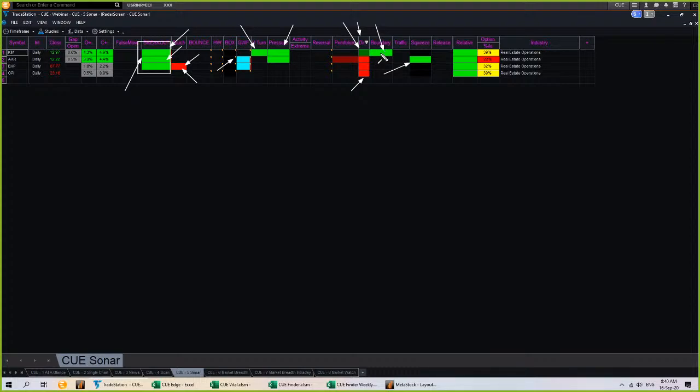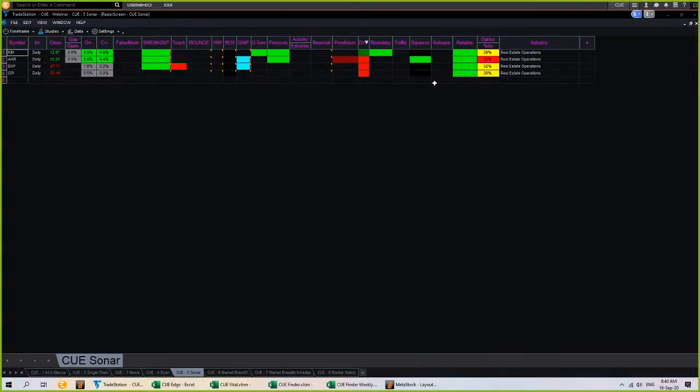KIM is near upper boundary, that is shown by the boundary cell being in green. Relative performance shows that all of them outperformed the market yesterday. None of their option prices are high. Option volatility is either low for the second one or in the middle for the other 3. Let's look at AKR first then.